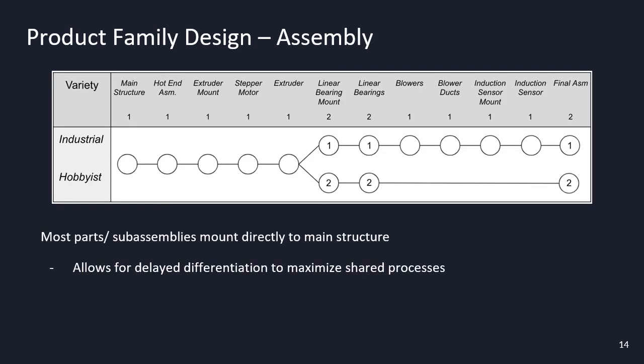Through our redesign, most of the parts and subassemblies for the extruder mount directly to the main structure. This allows for differentiation in assembly to be greatly delayed, which reduces assembly cost. As seen in the diagram above, the industrial and hobbyist assembly is identical up until the point of mounting the linear bearings. At this point, the assemblies split and no common parts are used. Given our current design, this scheme is optimal.